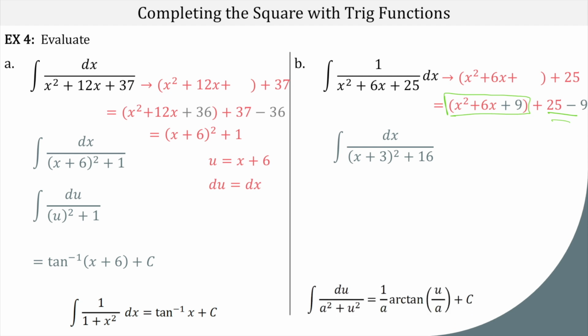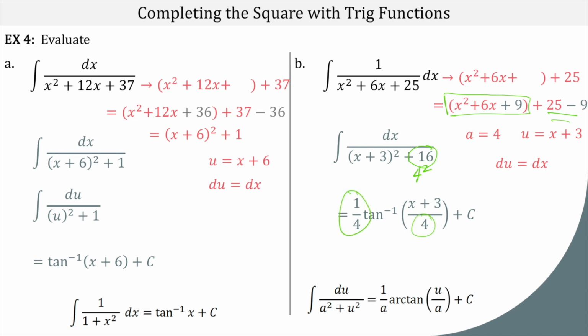We can still use our tan inverse. It's a little bit more complicated because of that 16. So that means a is 4, right? That's 4 squared. U is x plus 3. Du is dx. So our final answer is 1/4. That's 1 over a. Tan inverse x plus 3 over 4 plus c.